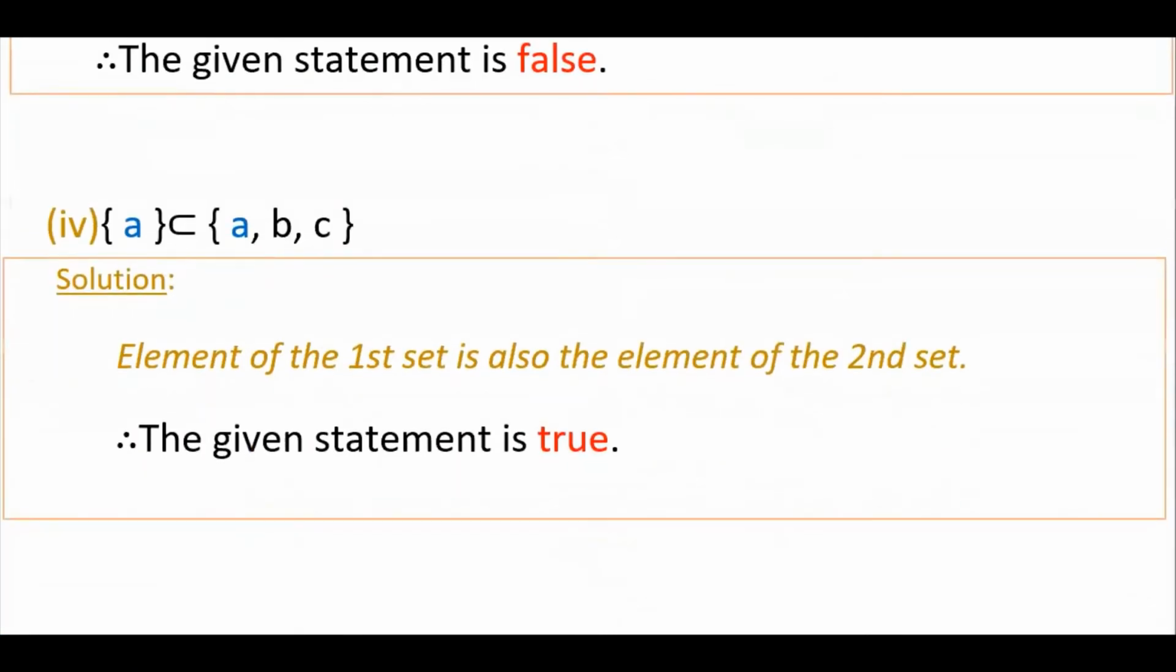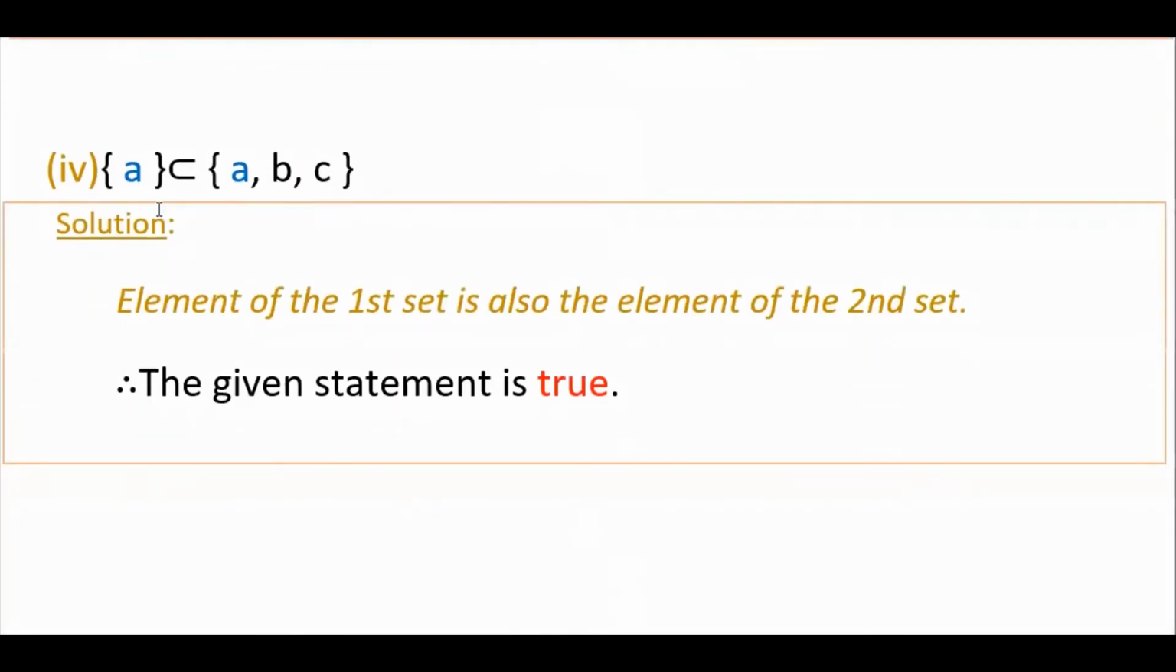And this is next one. Here, the only element in this set is A, and here the elements are A, B, C. Here this set is a subset of this set because the elements of the first set are also the elements of the second set. So it is true. The given statement is true.